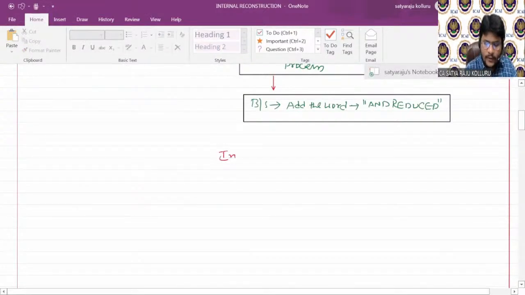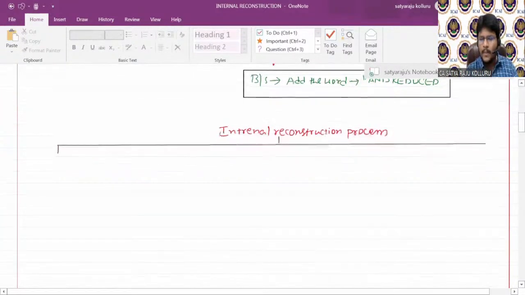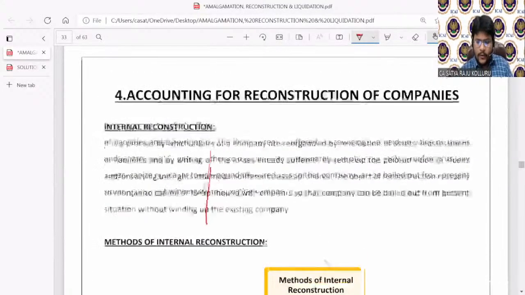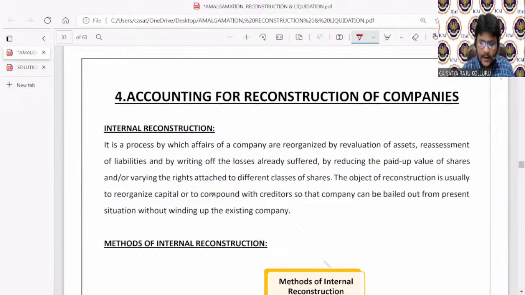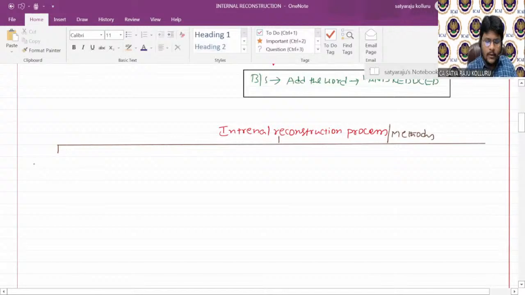Sir, internal reconstruction process involves all these activities, guys. What are such activities, sir? Concentrate here. Just a second. Yeah. So we can call it as methods of internal reconstruction as well. The internal reconstruction procedure or the methods of internal reconstruction as well. You can call it as methods also, not an issue. Sir, what are going to occur under that?